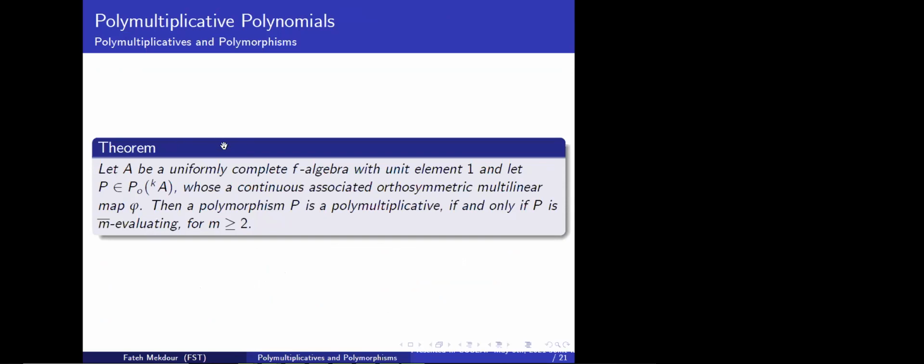Finally, we are concerned with giving the polynomial version of the aforementioned result of Huijsmans and de Pagter. In particular, we show which polynomials are polymultiplicative under certain conditions. So if we take A a uniformly complete F-algebra with unit element 1 and P a continuous orthogonally additive homogeneous polynomial defined on A, with a continuous associated orthosymmetric multilinear mapping phi, then the polynomial P is polymultiplicative if and only if P is M-bar evaluating, where the condition on M is that it is greater than or equal to 2.